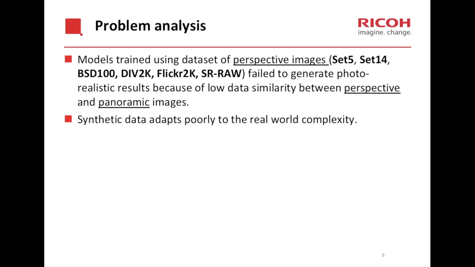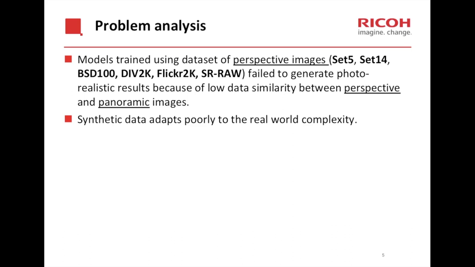On the other hand, if we use synthetic data, the network only learns a degradation that is artificially introduced, but not from the real world. The real-world degradation includes not only downsampling and Gaussian blur, but also optical defects such as lens distortion, chromatic aberration, and other noise components which cannot be modeled directly.